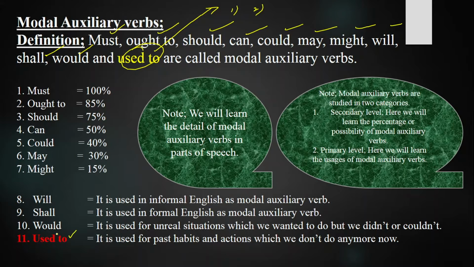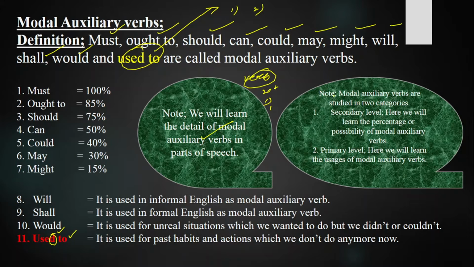Keep in your mind, the D is silent, it is not pronounced but written. Before starting, note that we will learn the detail of modal auxiliary verbs in parts of speech. As I told you, when we start verbs, a verb has some 20 plus kinds, and one of them is called auxiliary verb. Then auxiliary verbs have 4 kinds, one of them is called the modal auxiliary verb.